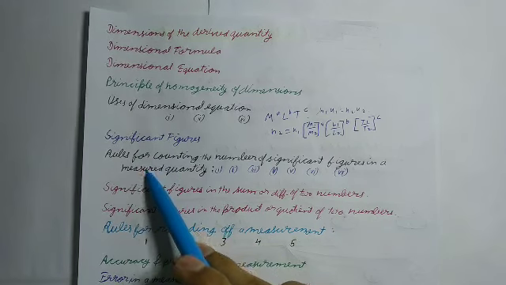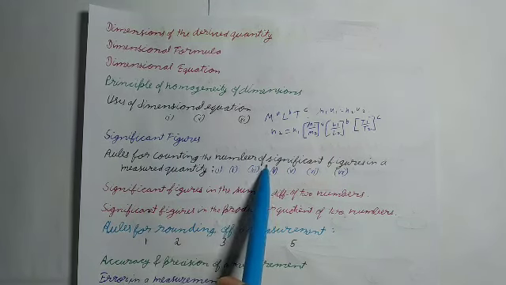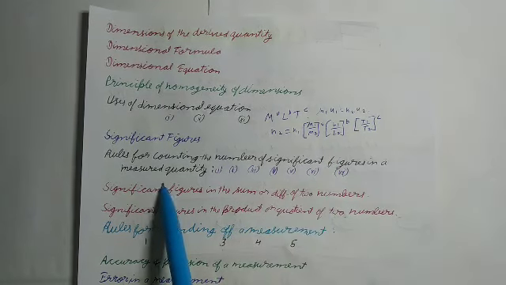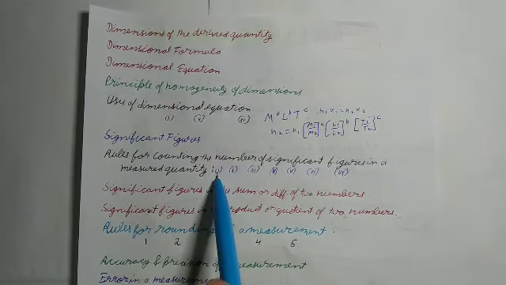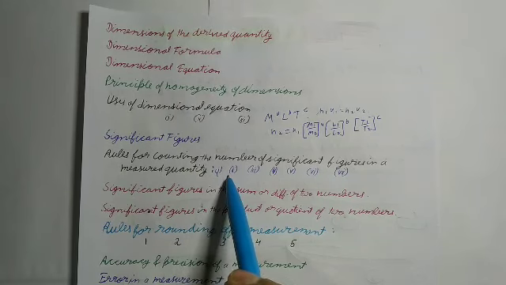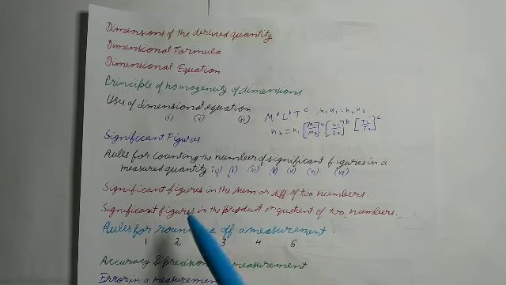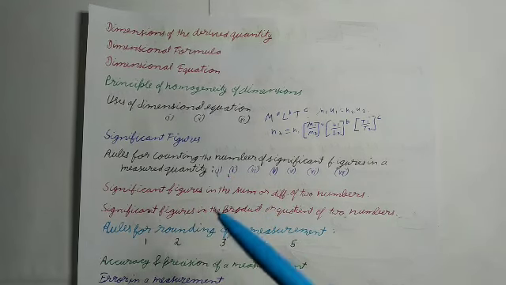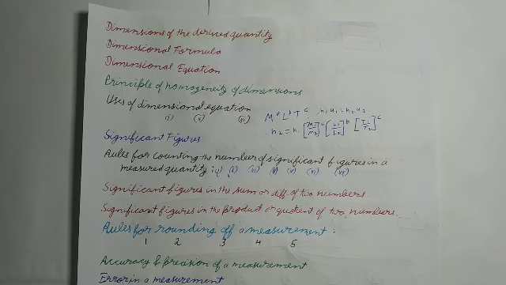Now, rules for counting the number of significant figures in a measured quantity. First, all non-zero digits are significant. Second rule, all zeros between two non-zero digits are significant. Third, all zeros to the right of a non-zero digit but to the left of an understood decimal point are not significant. But such zeros are significant if they come from a measurement.